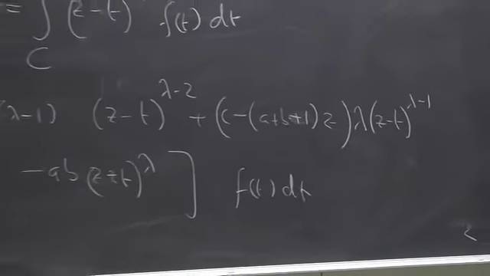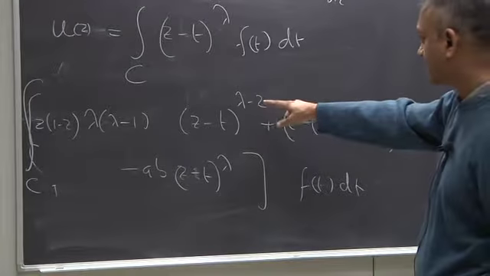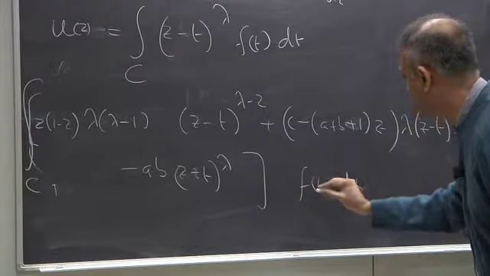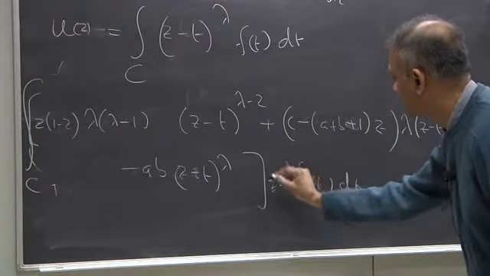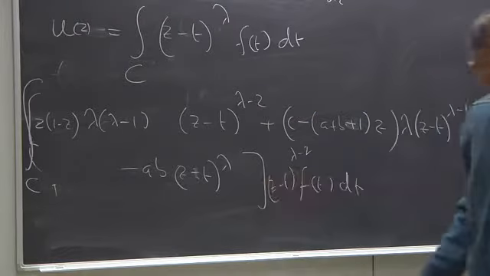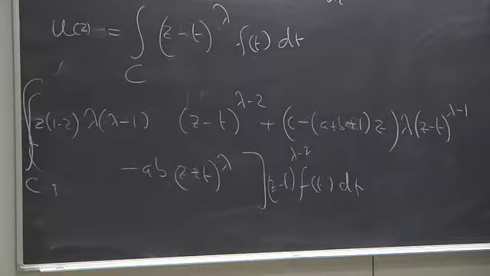So first of all, let's see this. I can take out some common factor, (z minus t) to the lambda minus 2, right? I take that out as a common factor. So this goes out.